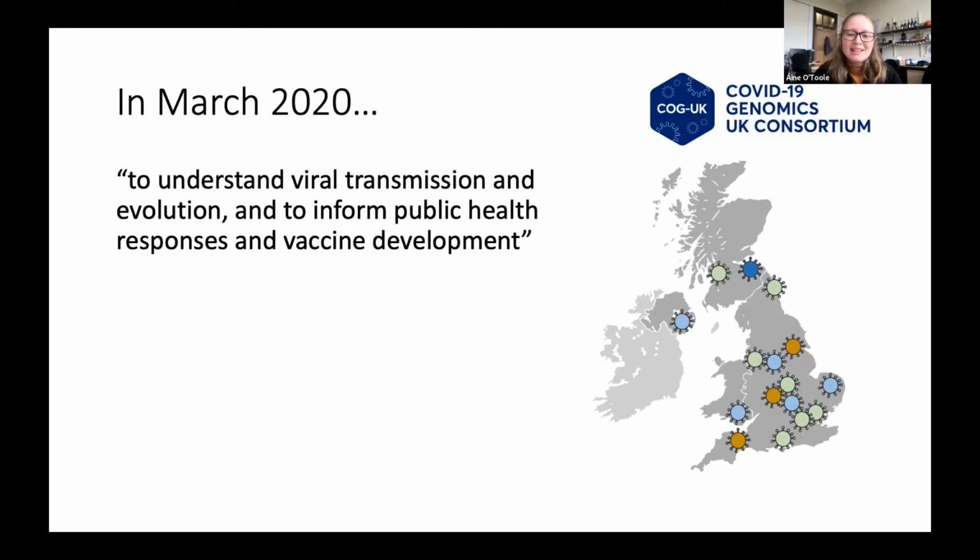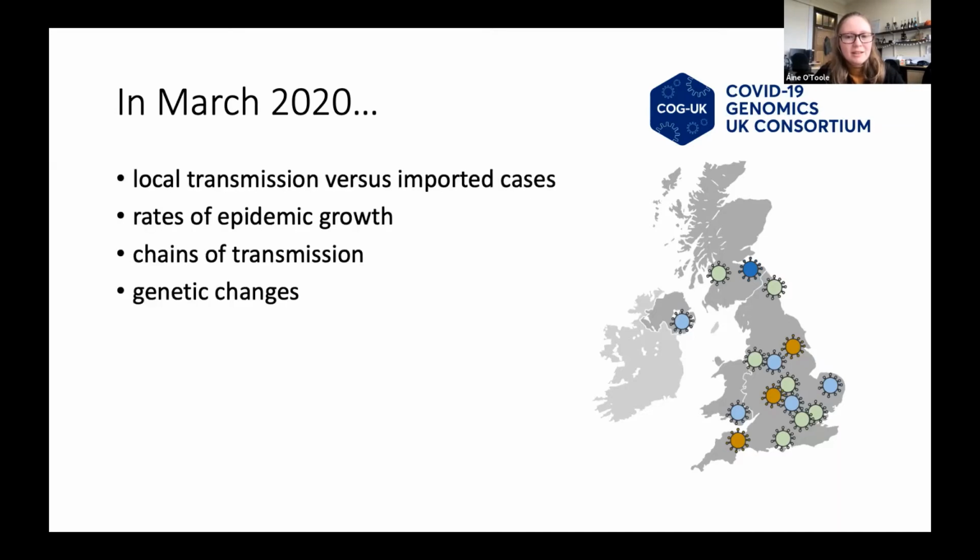When COG-UK was set up in March 2020, the aim was to use the sequence data to understand viral transmission and evolution and inform public health responses in real time, both at the national scale via weekly reports to SAGE and at the local scale, at the scale of local NHS sites. We hope to be able to answer questions about local transmission versus imported cases, rates of epidemic growth, chains of transmission, genetic changes, and many, many more.